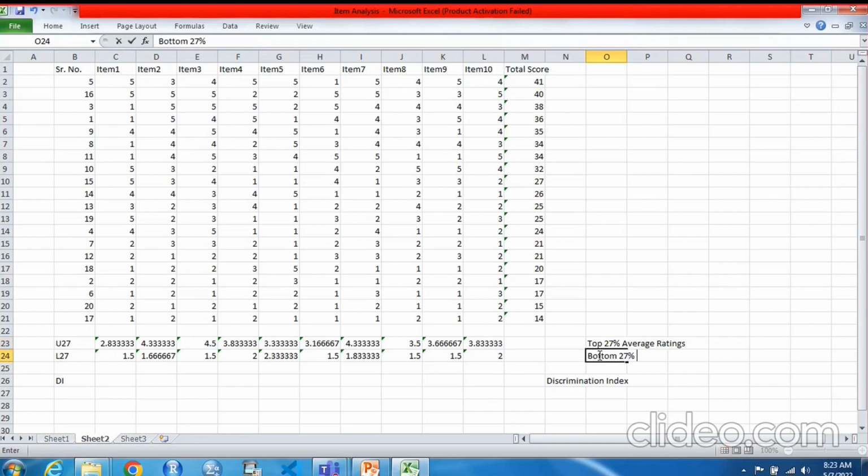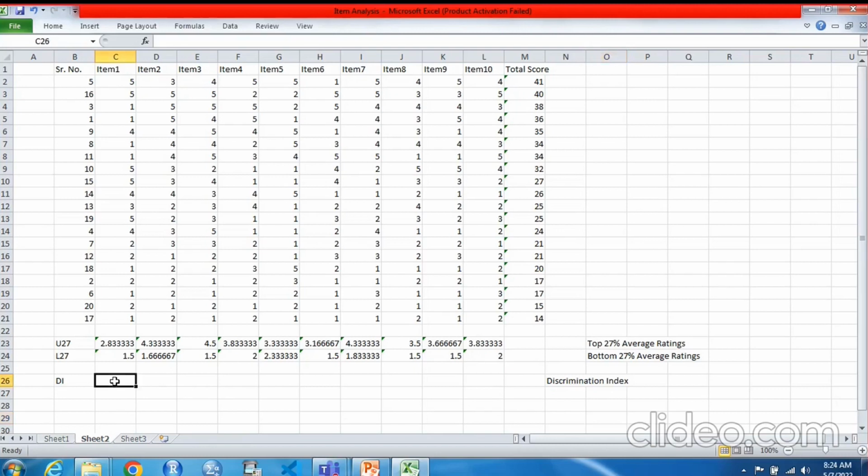Bottom average index. And the discrimination index is nothing but the difference between the top 27% minus the bottom 27% divided by the rating scale. The rating scale is a Likert scale 1 to 5, so I will divide by 5 because there are 5 ratings. Suppose I take a dichotomous scale, then I will divide by 1 because it is a 0 and 1.